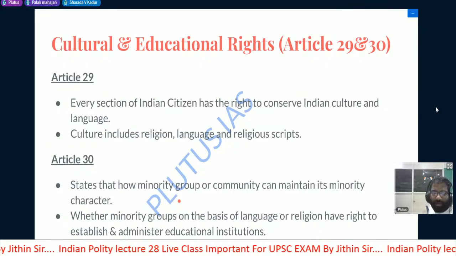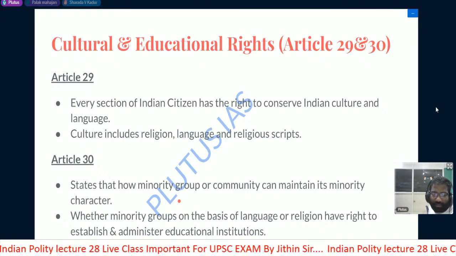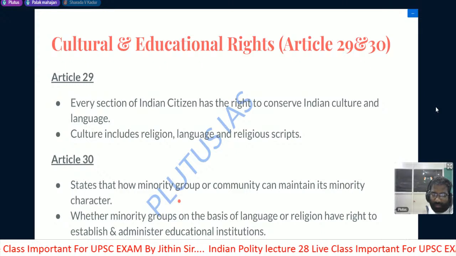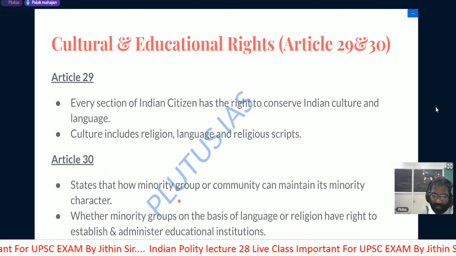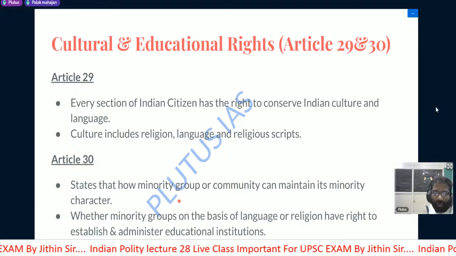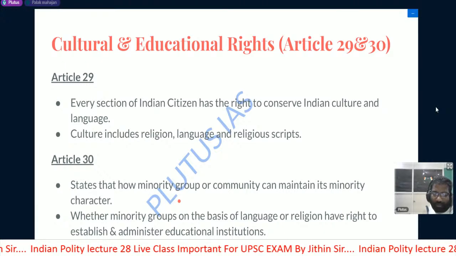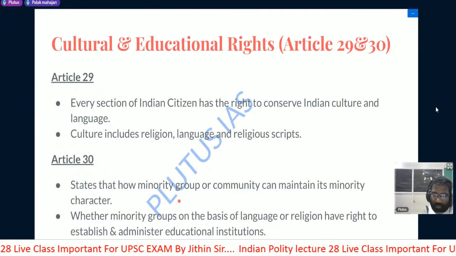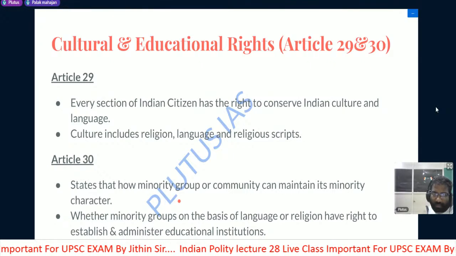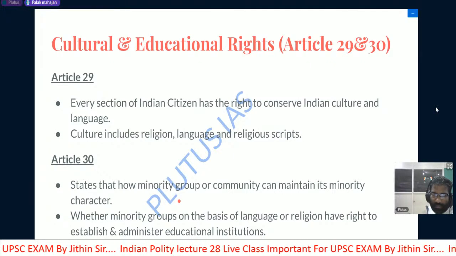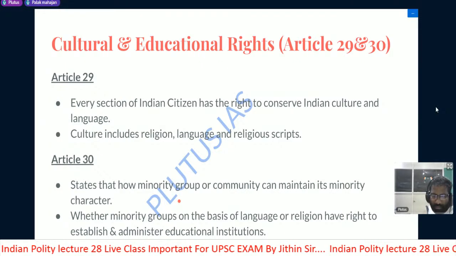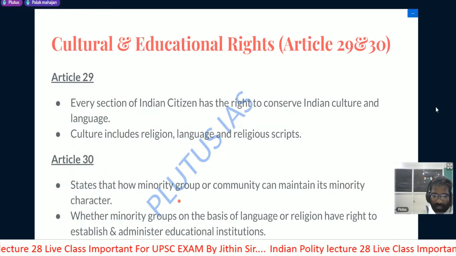Okay, you continue with what you were saying, your version. First was the procedure established by law. Second is the due process of law. What is due process of law? Due process of law is that while taking anything into consideration, all the aspects of the procedure established by law should be examined, whether the considerations are reasonable or not.